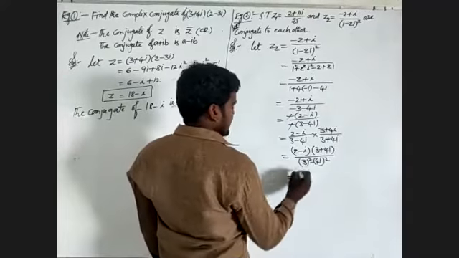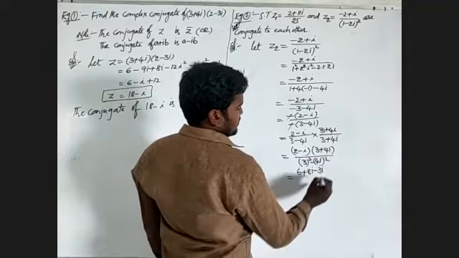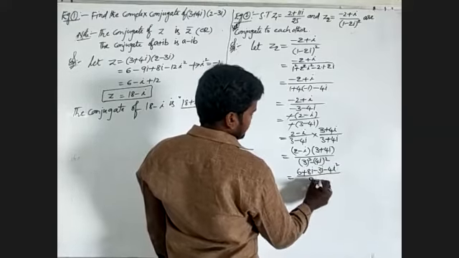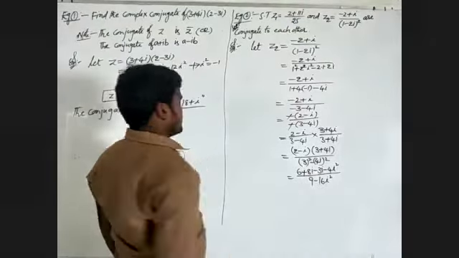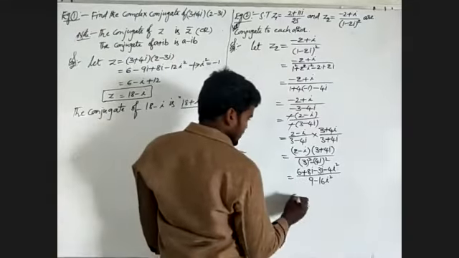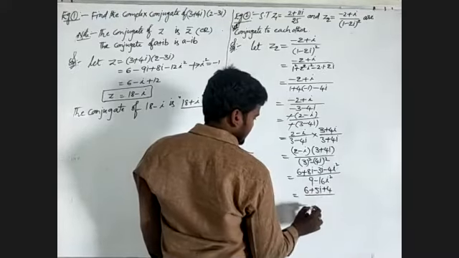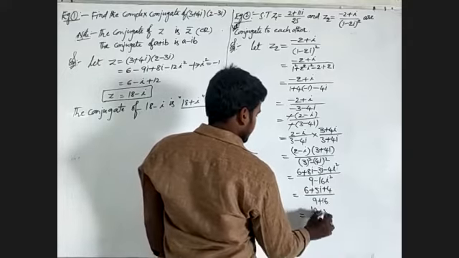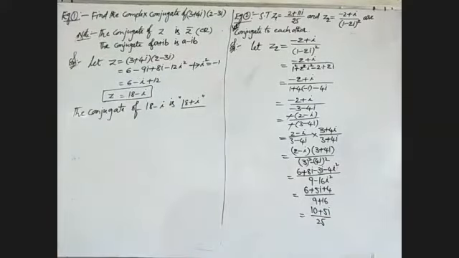In the numerator: 2 × 3 is 6, 2 × -4i is -8i, -i × 3 is -3i, and -i × -4i is 4i². In the denominator, 3² is 9 minus 4² i², which is 16 with i² equal to -1. We substitute i² with -1. That becomes (6 - 11i - 4)/(9 + 16), that means (2 - 11i)/25.